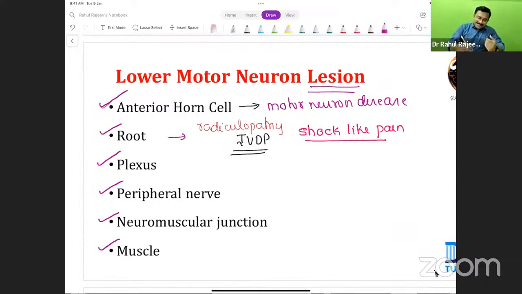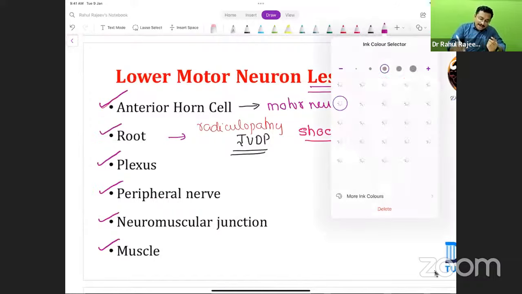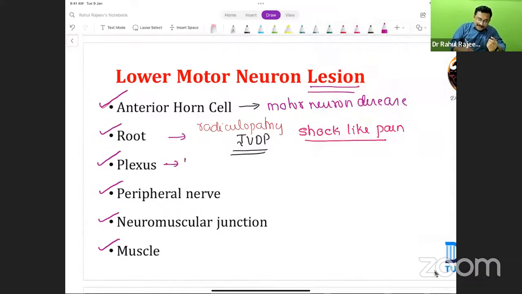Now, plexus, you can have a brachial plexopathy. Maybe after road traffic accidents, you get plexopathies. Diabetes can sometimes lead on to plexopathies. When there is a cancer of the apex of the lung, it can infiltrate into the plexus. Heard of Pancoast tumor? Okay, heard of Pancoast tumor, you tell me? Pancoast tumor, where the lower trunk is affected. So that is again infiltration into this part of the plexus.